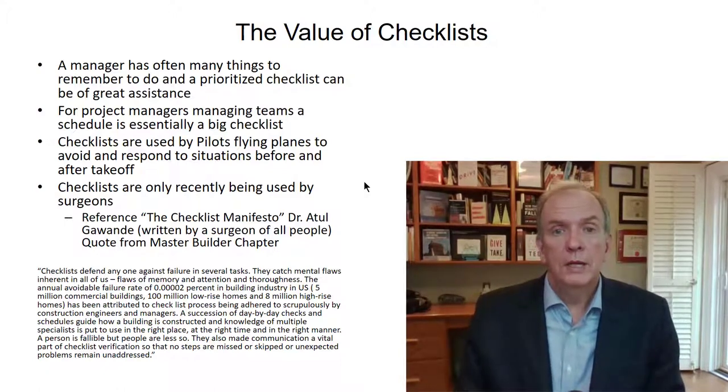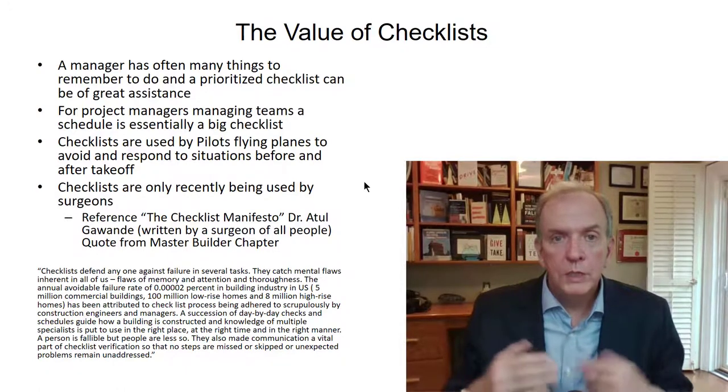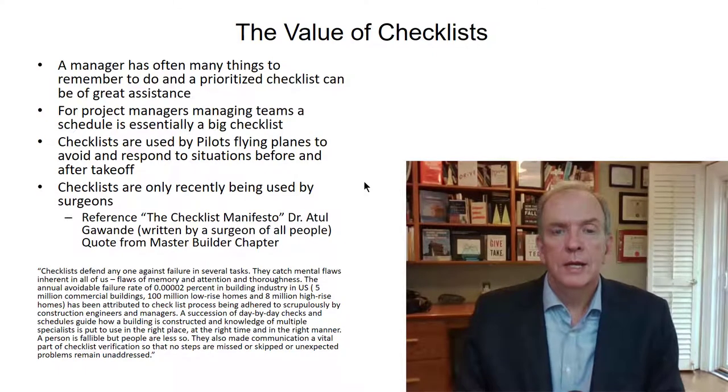So you think about checklists and flying. Pilots have checklists before they take off. Pilots have checklists if something goes wrong, things that they go through to make sure that they're not missing something in their evaluation, to speed up the process. So really, those types of things assist in limiting the amount of mistakes that are made.